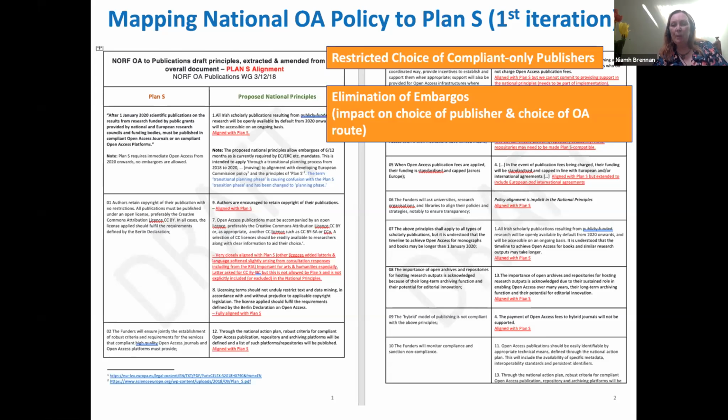The elimination of embargoes. Remember, the H2020 open access mandate allowed for embargoes. We always allowed for embargoes, right? So this elimination of embargoes was quite a challenge. That impacts in its own right on the choice of publisher and the choice of the open access route. Then the restricted choice of licenses, again, new. We never heard of such a thing.